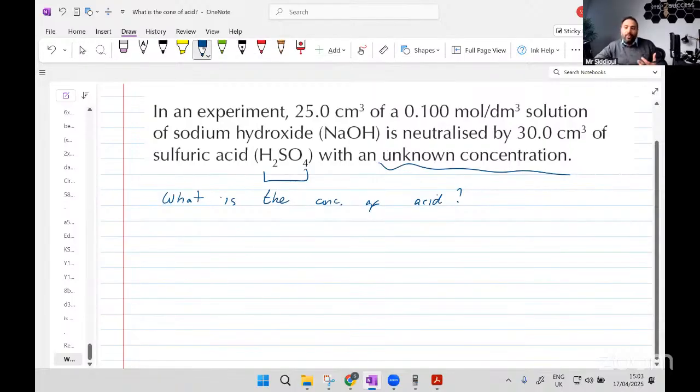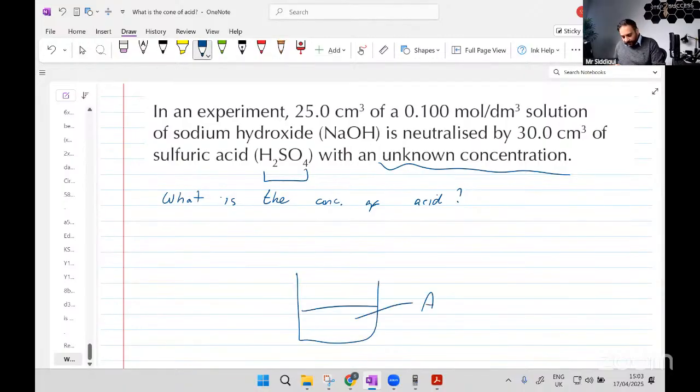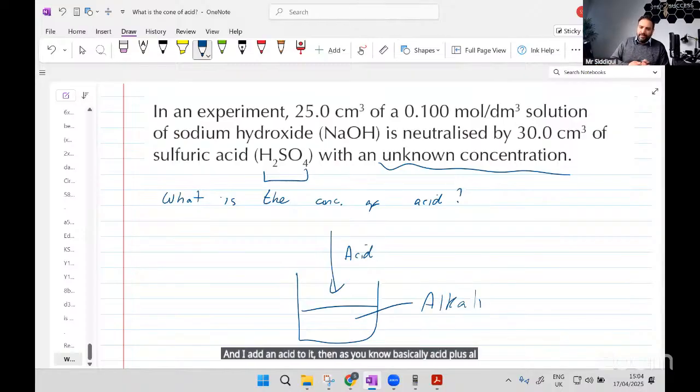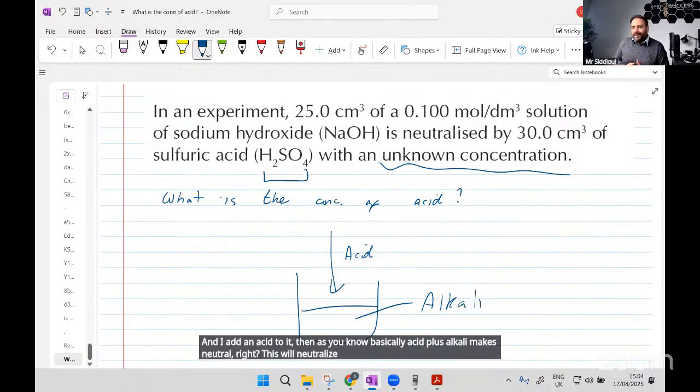So, this is how I always set up these questions. I like to write down in all of these questions, we have an acid and we have an alkali, just so you understand what titration is for those of you that might not be familiar with this. The principle of it is that if I've got an alkali here and I add an acid to it, then as you know, basically, acid plus alkali makes neutral, right? This will neutralize if you add an acid and an alkali together.